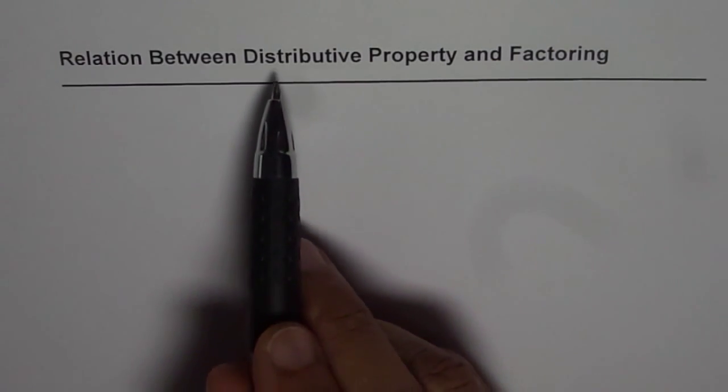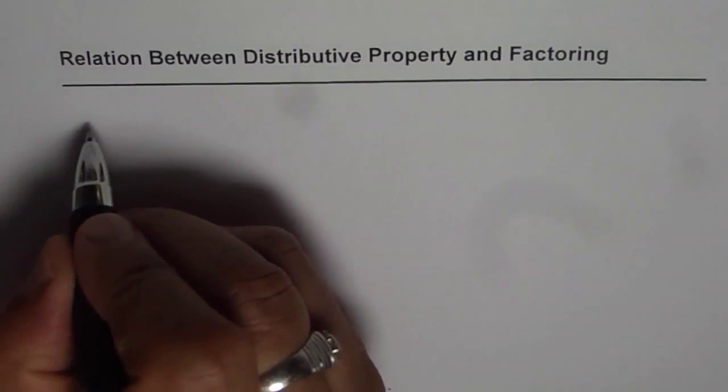Relation between distributive property and factoring. I'm Anil Kumar, and with the help of few examples, I will show you how these things are related. When we apply distributive property, it is kind of writing like this.